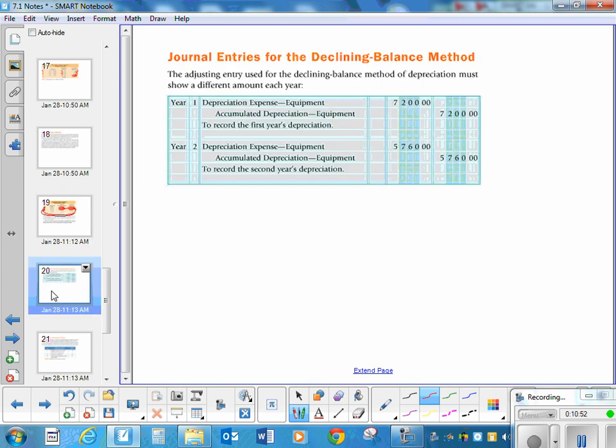If we were to take these journal entries of the declining balance, this is what it would look like in the journal, and it would have year one, year two, and you see that the amounts in the expense accounts are different every year.